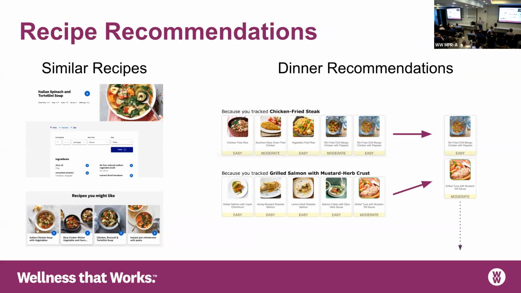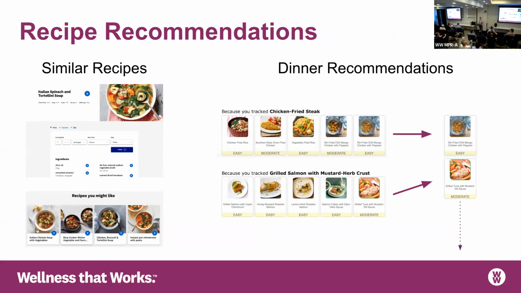So on one hand, we have similar recipes. So, you click on a recipe, you're looking at the ingredients. If you scroll down to the bottom of the page, past how to make it, you want to see a carousel of similar recipes to that recipe you're looking at, other things you might want to eat because you clicked on that first recipe. So that's one recipe recommender I'll call similar recipes.